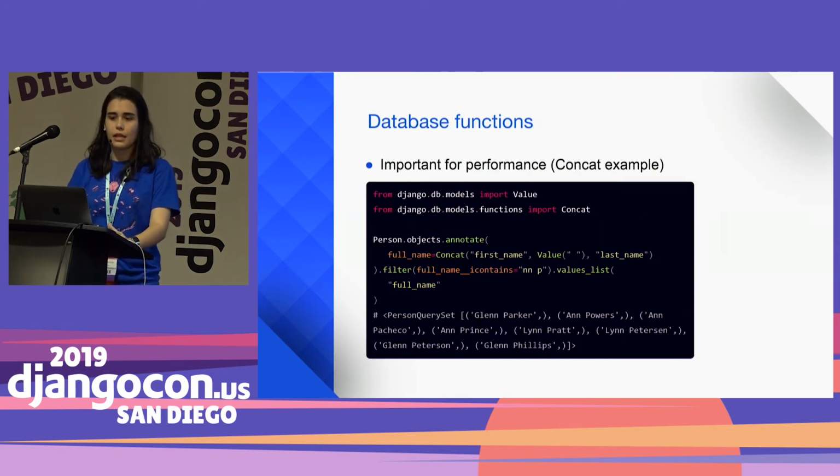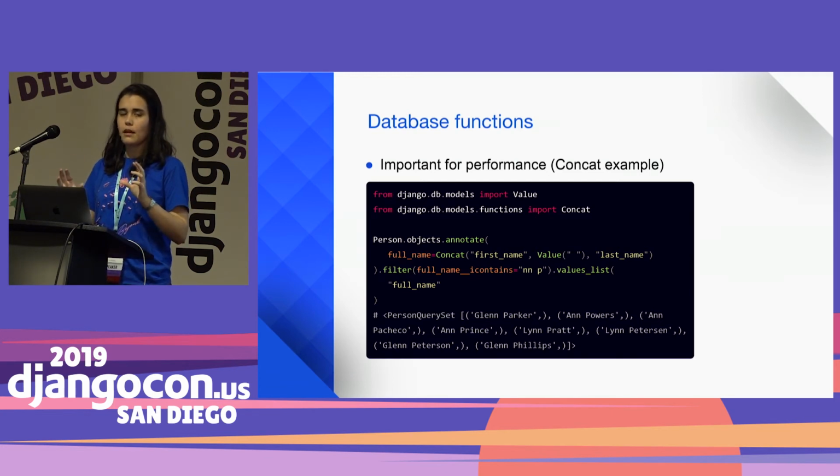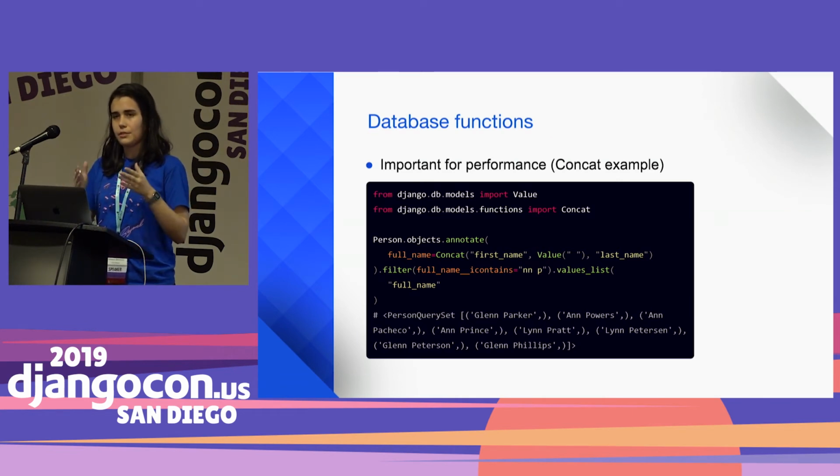A solution to that relies on a function called concat, which stands for concatenation. So you can annotate the full name by calling this function with the field names. By the way, I had to put a value there because if I had just put the empty string, Django would try to look for a field named empty string, and it would throw an error. And after annotating the full name, I can use as many string lookups as I want, and it's going to work.